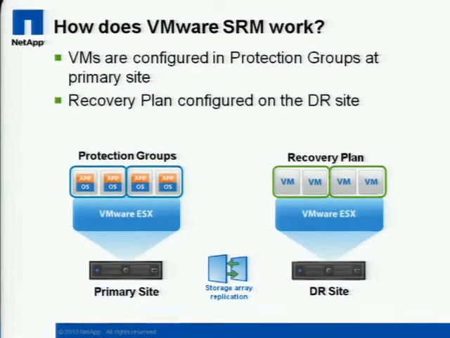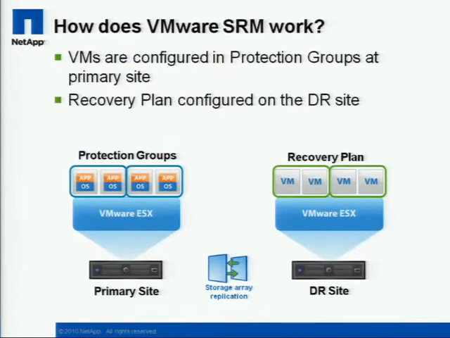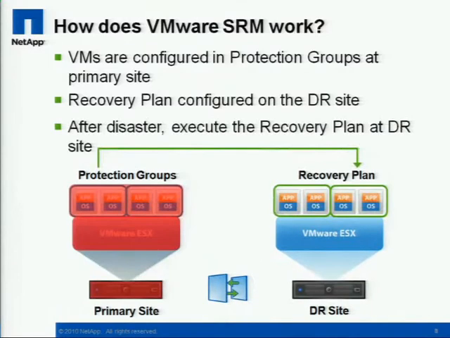And then at the other sites, the DR site, you create recovery plans and put into those recovery plans the protection groups that were created at the other site. Then if a disaster occurs where the primary site were to fail, you can go into the SRM product and execute the failover and start up the virtual machines at the recovery site. It doesn't do this automatically.